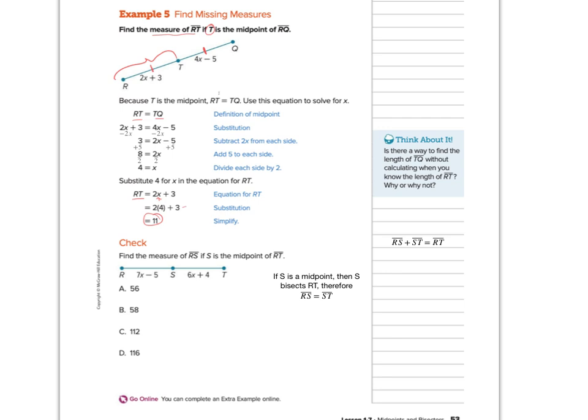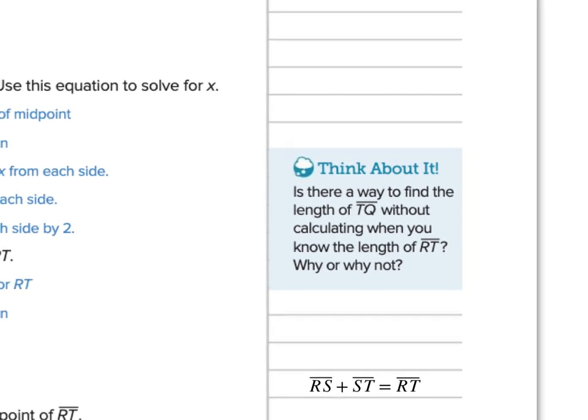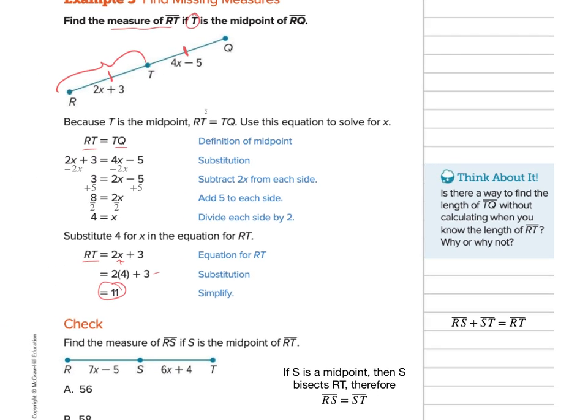Okay. So using that information, we're going to, well, hold on. This says, is there a way to find the length of TQ without calculating when you know the length of RT?